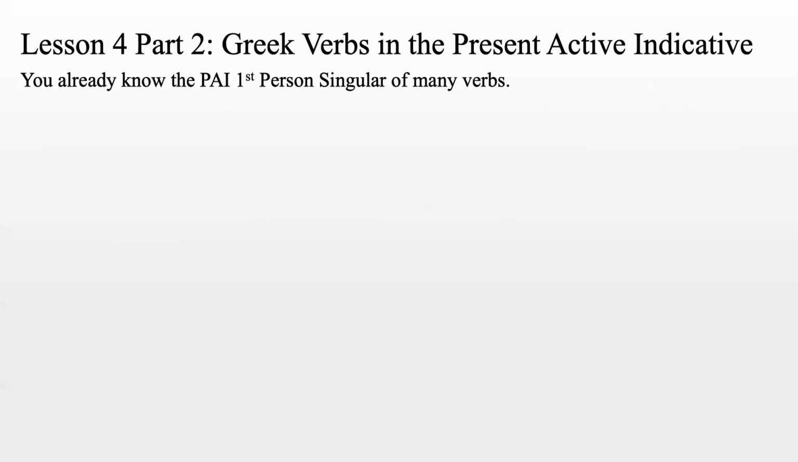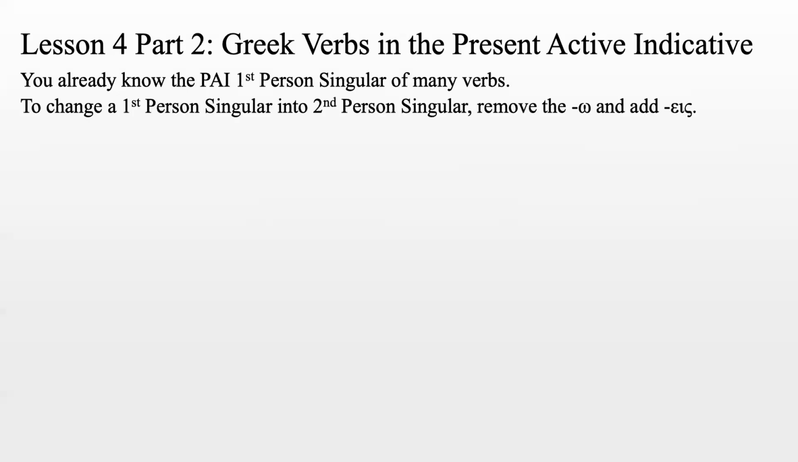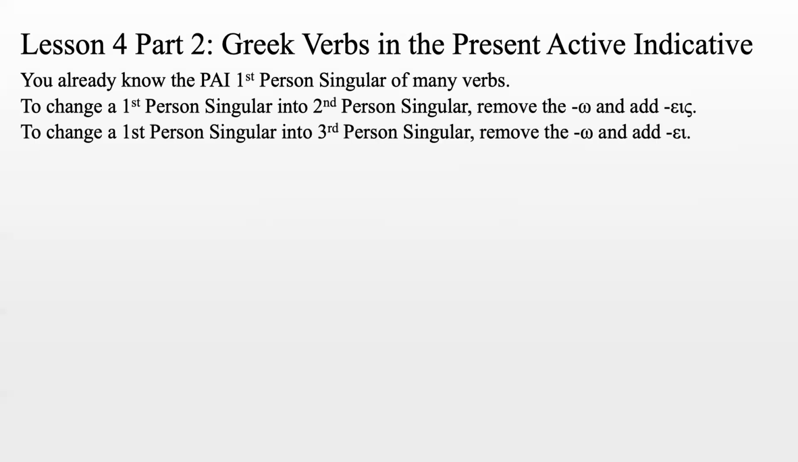You already know the present active indicative first person singular of many verbs. To change a first person singular into second person singular, remove the ω and add εις. To change a first person singular into third person singular, remove the ω and add ει.